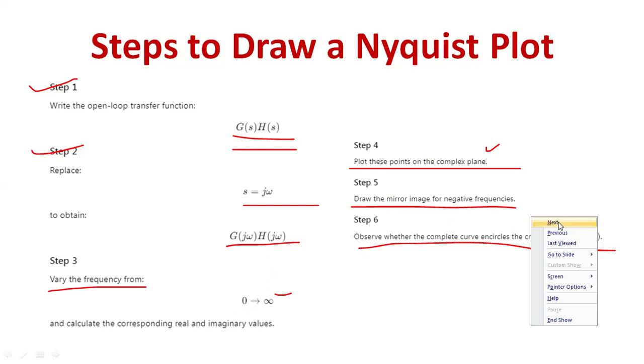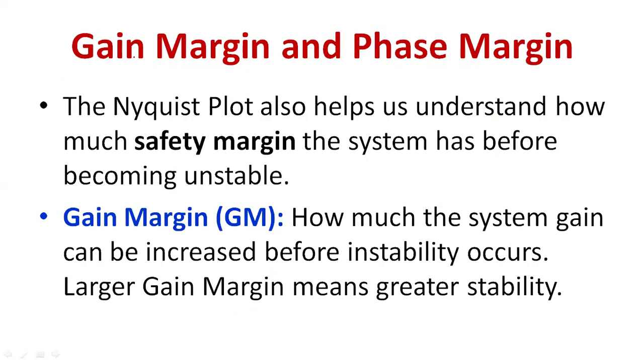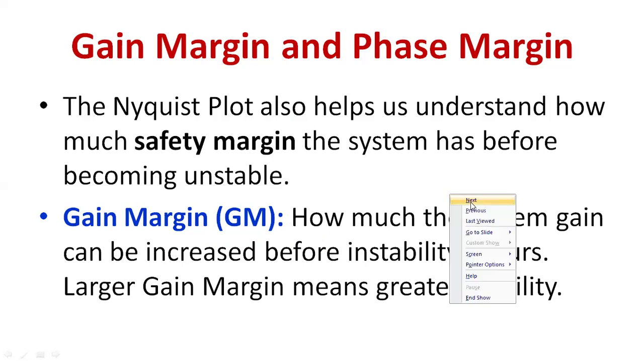So that point you have to remember. So determine the gain margin. So the Nyquist plot also can be helpful to understand how much safety margin is included in the system before the system goes to the verge of instability or becomes unstable. So that means how much the system gain can be increased before the instability occurs. So a larger gain margin gives more stability for the system.